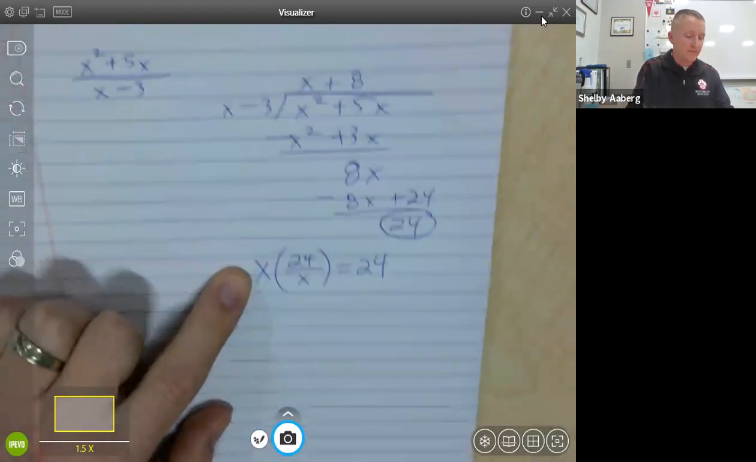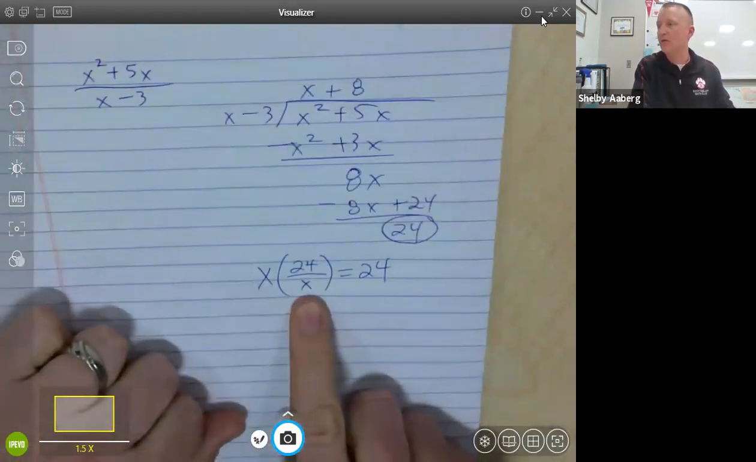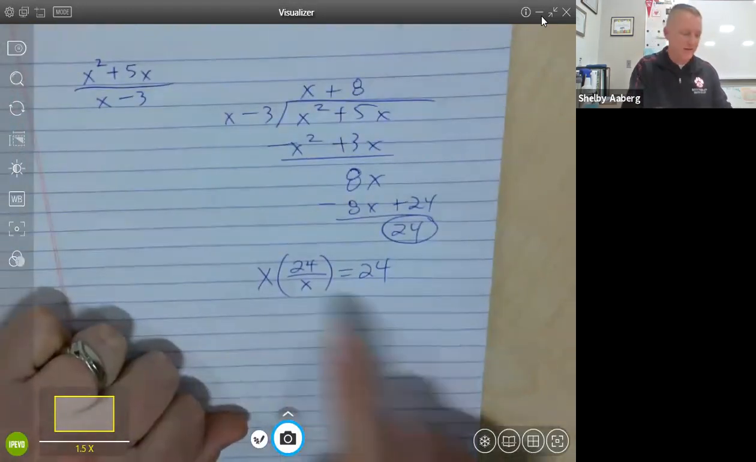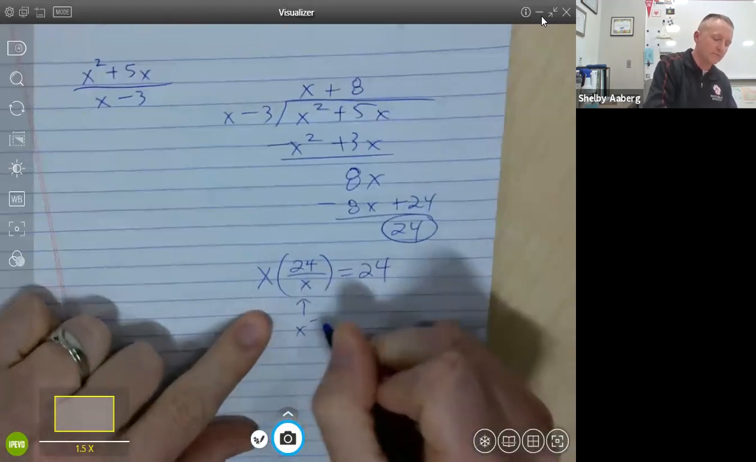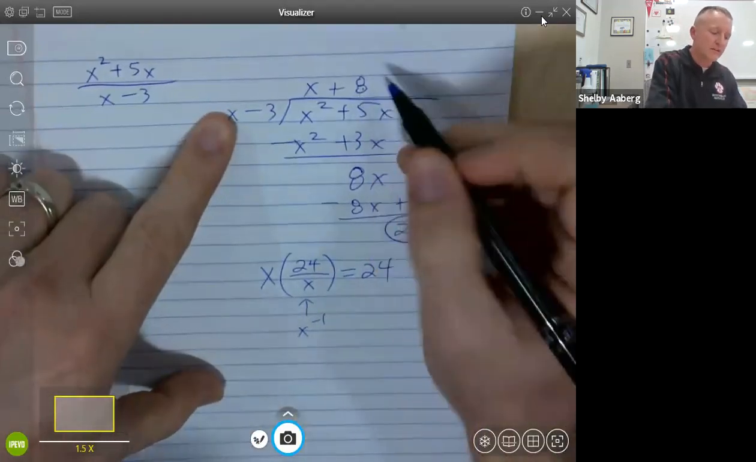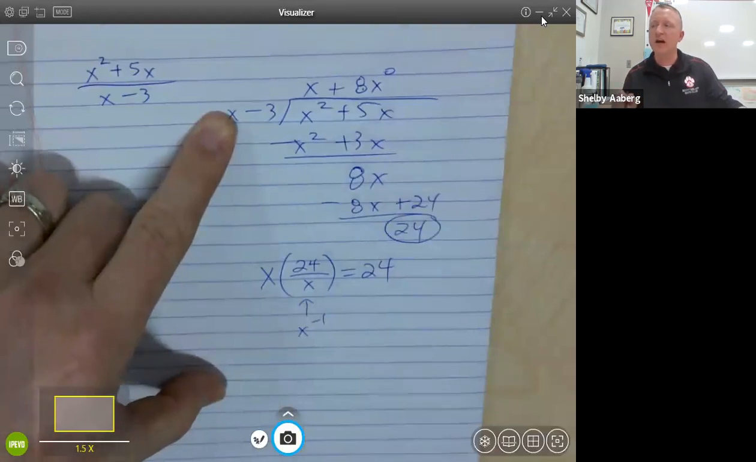How do we know when to stop? This is a rational function. It's no longer polynomial. We're dividing by x. This is an x to the minus 1 power. Over here, this was an x to the 0 power. That's how we knew when to stop.